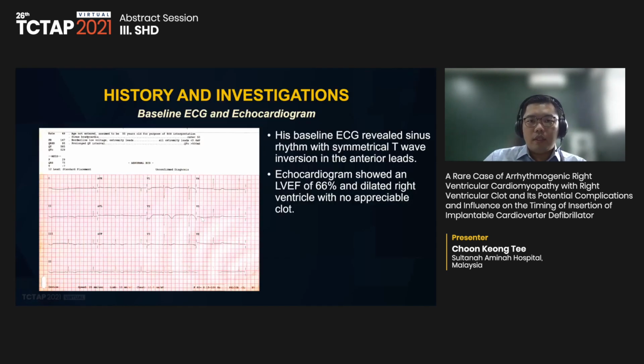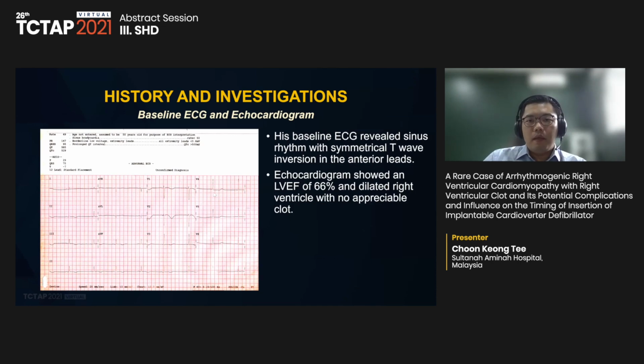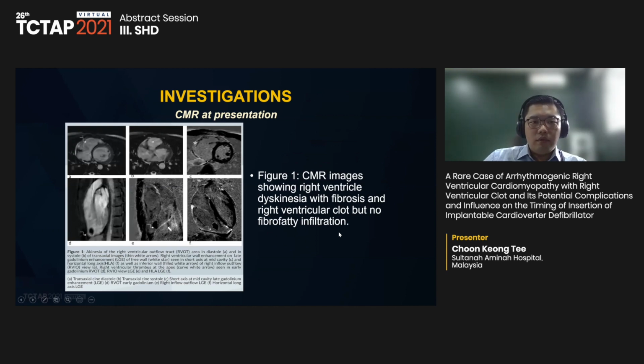We did an echo at the bedside because the patient was intubated. It showed EF was 66% with a dilated right ventricle, but no clots were seen. So when the patient stabilized, we proceeded with cardiac MRI. These are the images specifically taken to illustrate the point. Pictures A and B show transaxial cine in diastole and systole. It shows right ventricular dyskinesia and akinesia. There's not much difference. The RV volume is also increased.